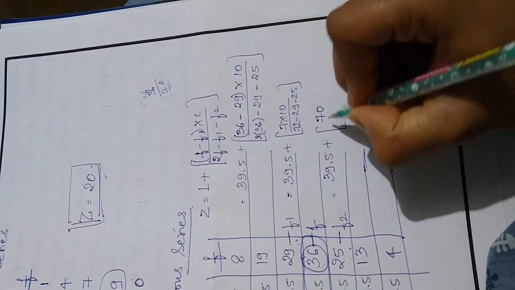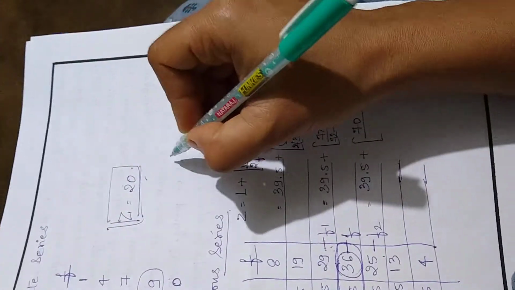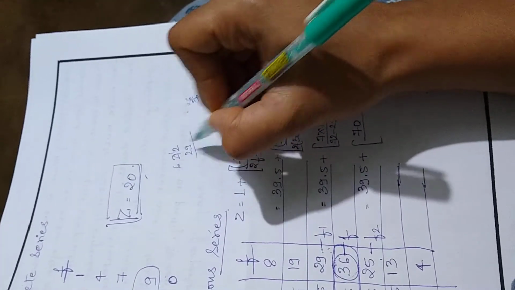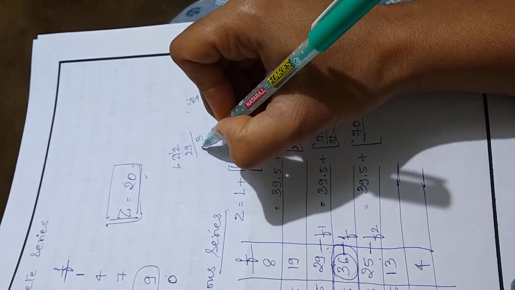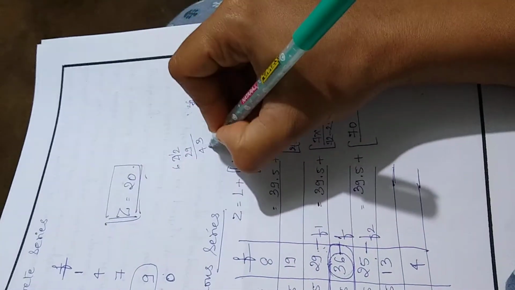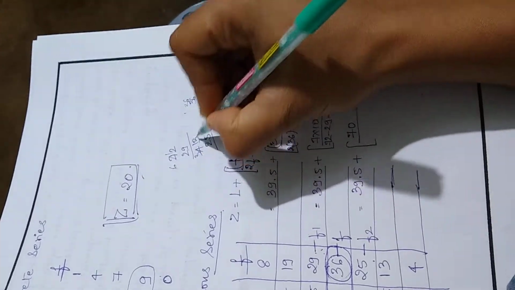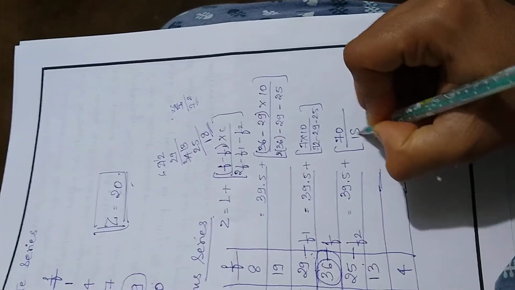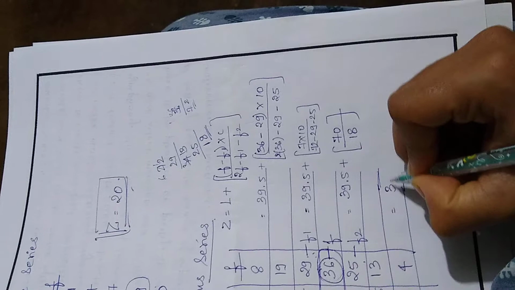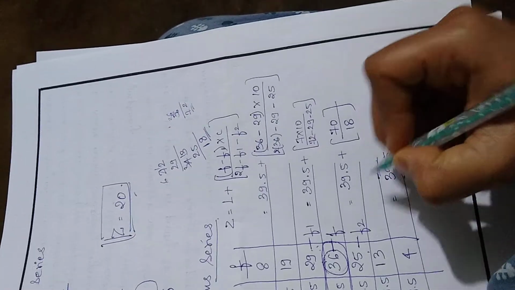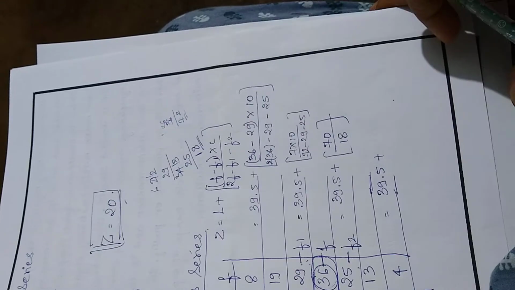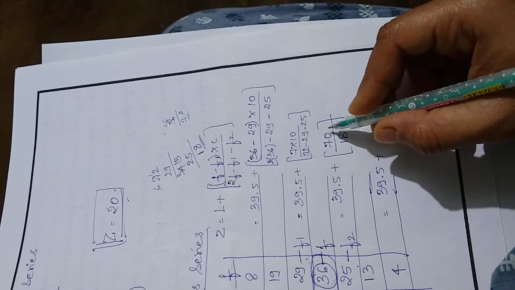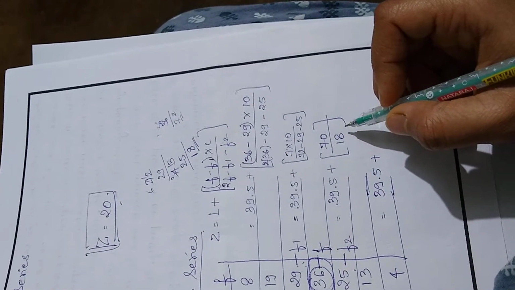So 7 into 10 is 70. Now 72 minus 29, which gives you, this is 6, 12, here it is 3, here it is 4. So 43 minus 25. So here again 3, it is 13, which gives you 8 and 1. So 18. Okay. Now it is 39.5 plus, you have to deduct this 70 divided by 18.